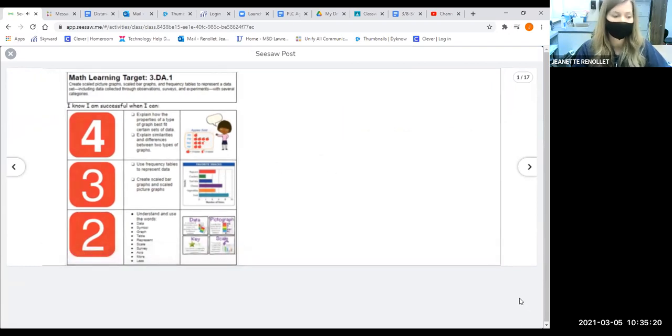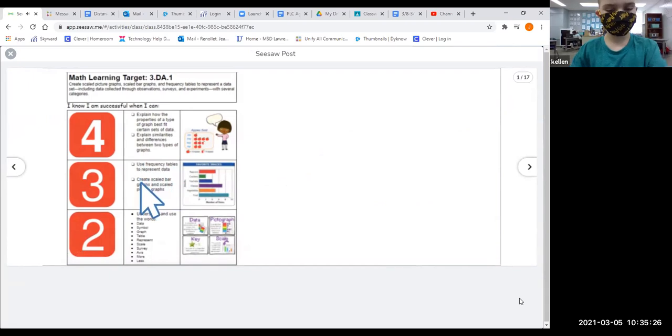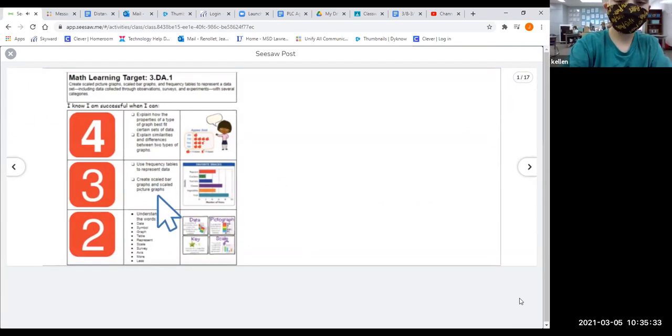Today, our main focus is continuing to be able to use frequency tables to represent data and create scaled bar graphs and scaled picture graphs. We'll also be creating a line plot from data today.